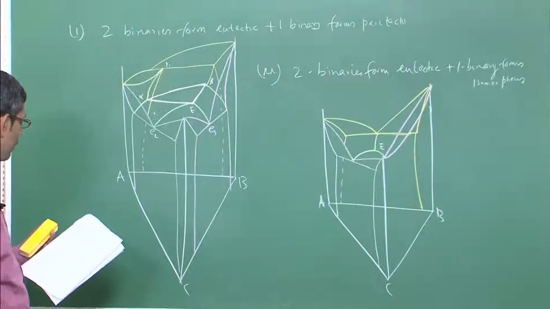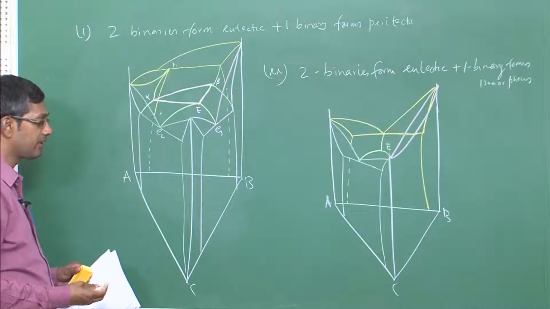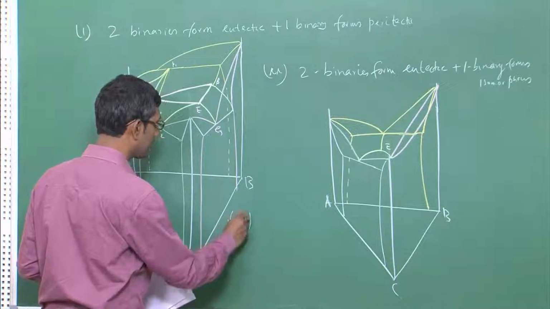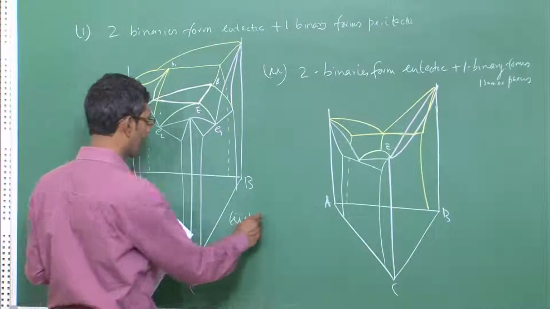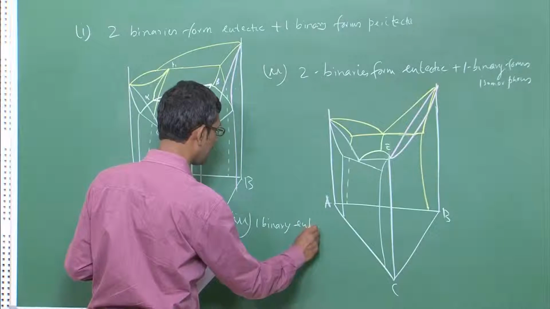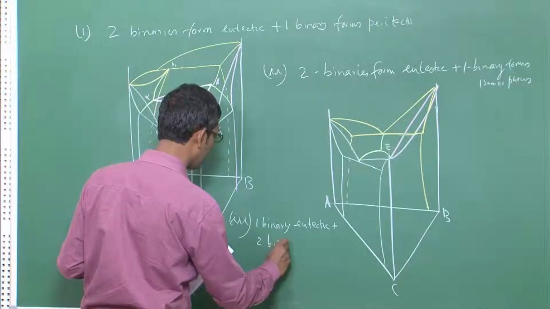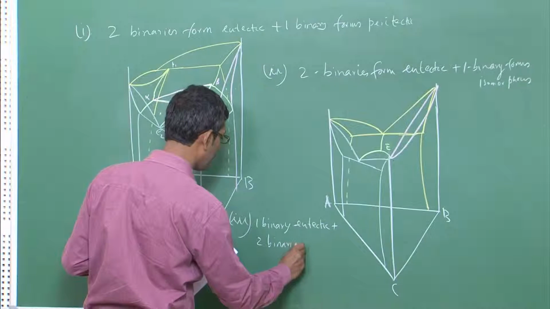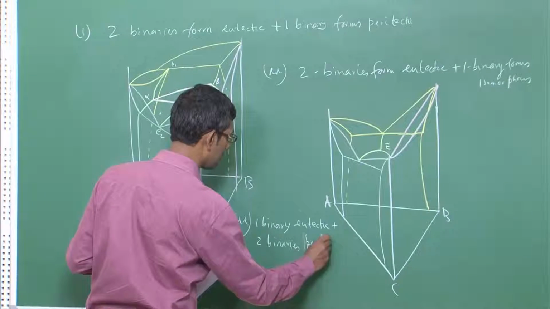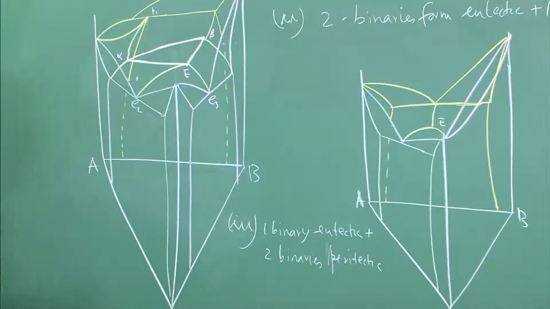There is another variation also. I am not drawing it. The third variation is very subtle also. I am not going to draw it, because for you to remember, you can have one binary eutectic plus two binaries forming peritectic. This will also lead to formation of a ternary eutectic.